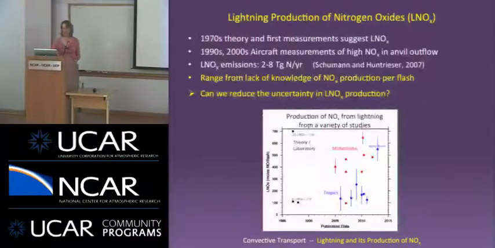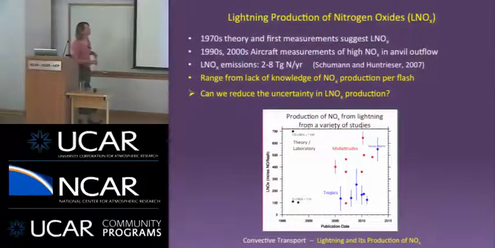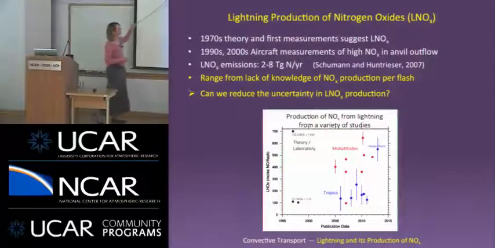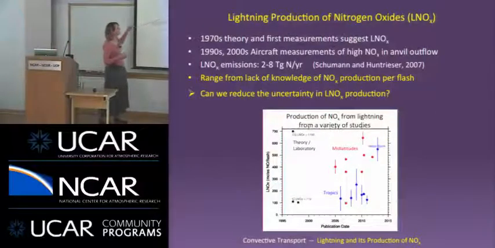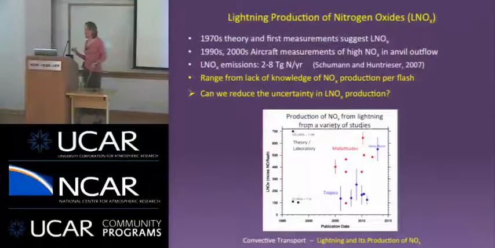And then taking those lightning flash rates, we can then move on to trying to predict the production of nitrogen oxides from lightning. There have been several studies looking at how much NOx is in these convective outflow regions. There are several aircraft measurement studies done in the 1990s and 2000s that really show an abundance of nitric oxide in the convective outflow regions.